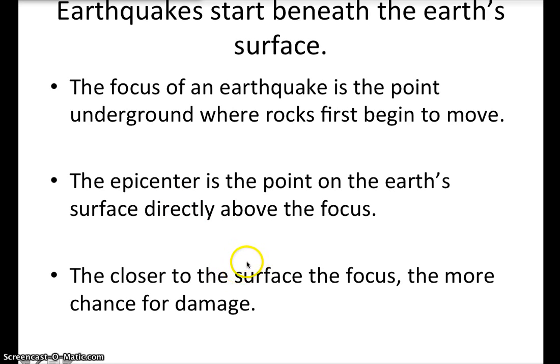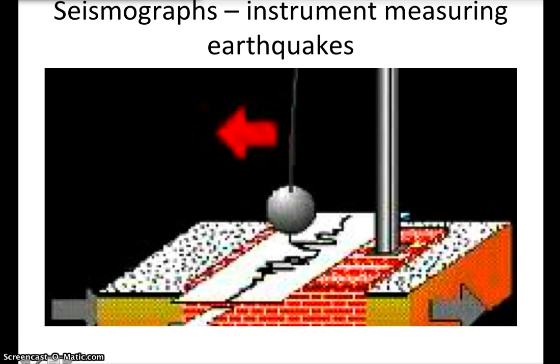One thing to note is that the closer to the surface the rocks actually move, the closer the focus is, the more chance for damage. If you have a 5.0 that is closer to the surface, it'll create more damage than a 5.0 that is farther away from the surface.